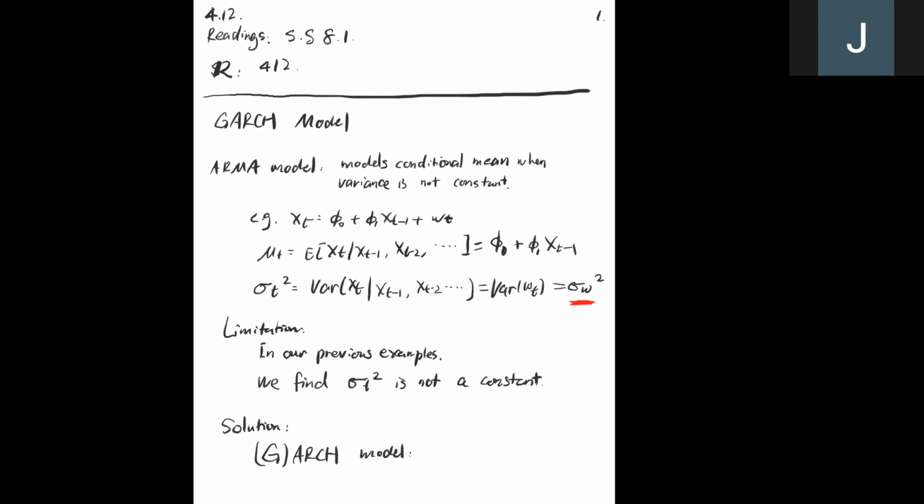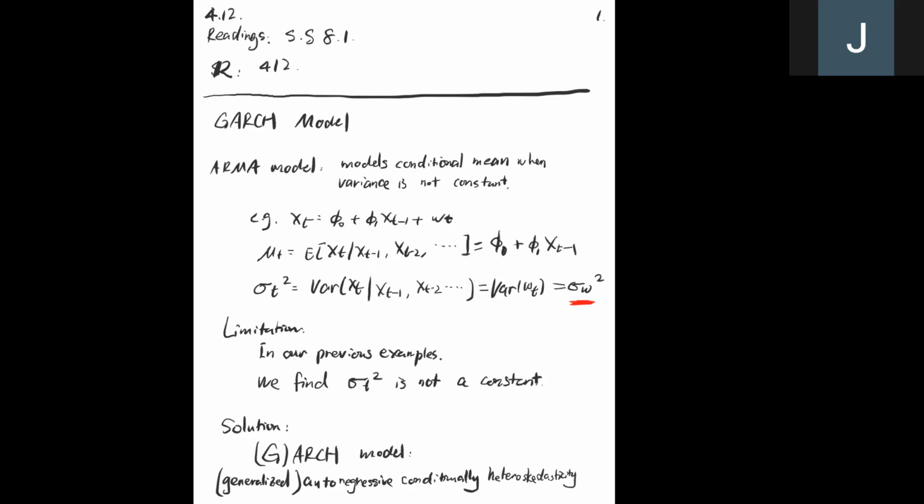This G stands for generalized, autoregressive, conditional heteroscedasticity. That's the full name of this model. It is called the generalized autoregressive conditionally heteroscedasticity model.